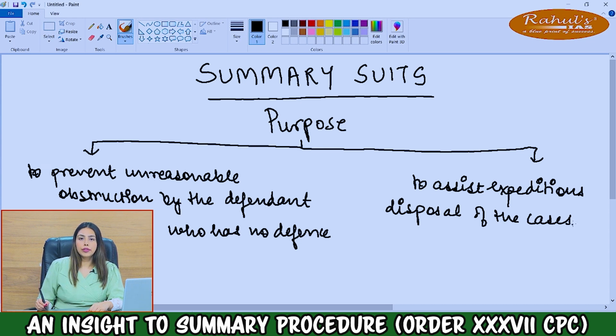So in summary procedure, the defendant is not allowed the right to defend as of right, because otherwise the proceedings will be elongated and the court will take a lot of time to decide the case, which will defeat these two purposes of summary suits, which are to assist in expeditious disposal of the cases and to prevent unreasonable obstruction by the defendant who has no defense.